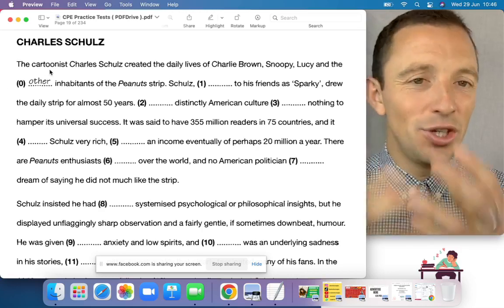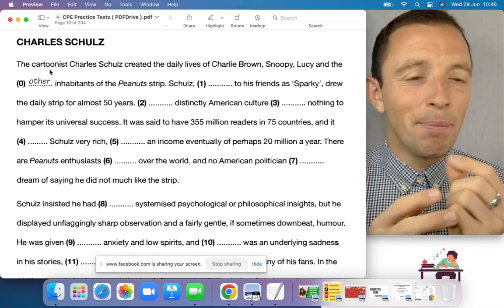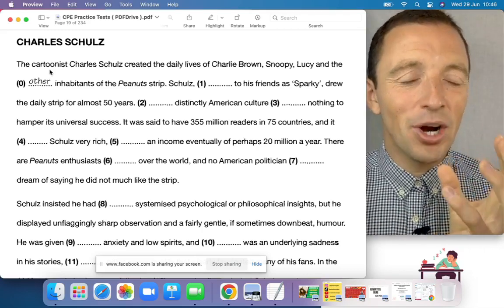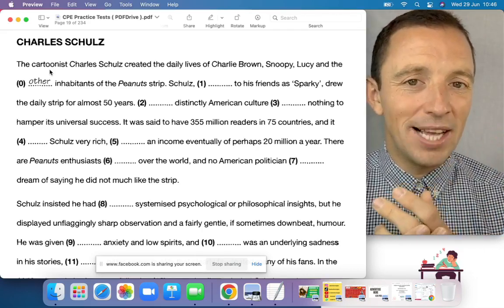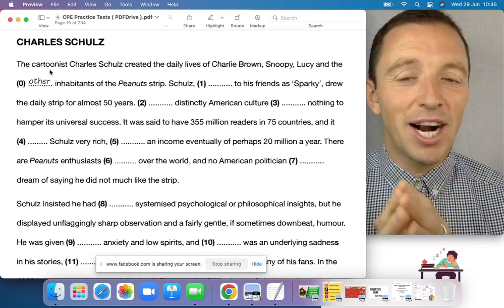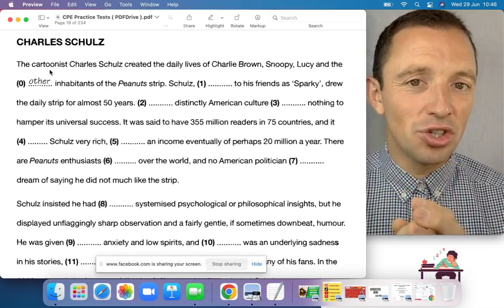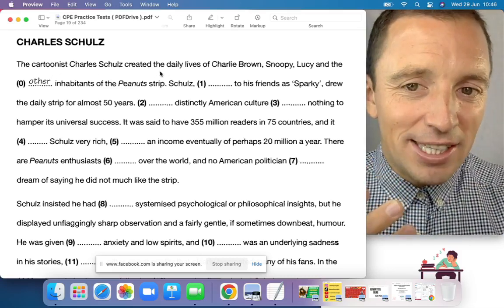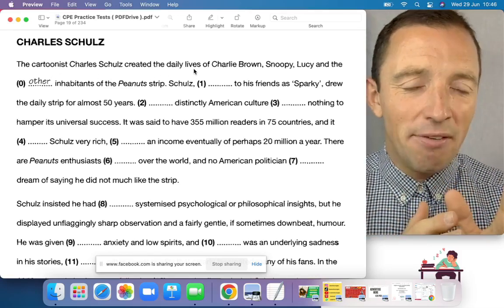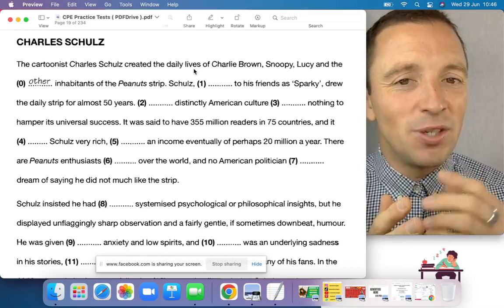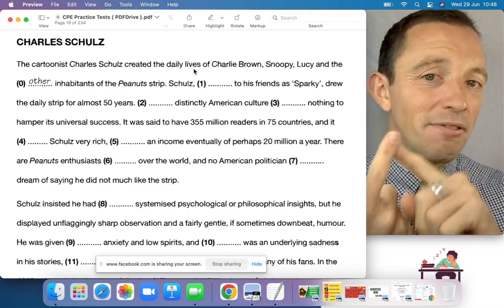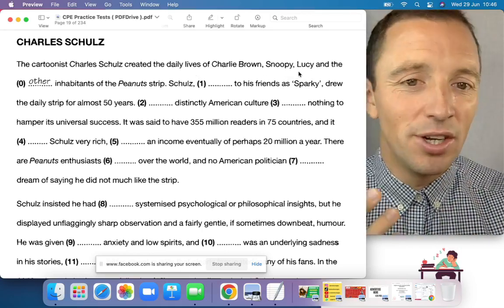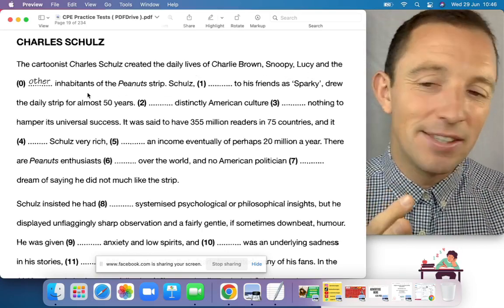So, cartoon is the object, and the person is a cartoonist, like an artist. It's the suffix to represent a professional. So, a cartoonist is Charles Schulz. That's his profession, to draw cartoons. Created the daily lives at proficiency level. You don't need to be told the difference between one life with the F and plural lives of Charlie Brown, Snoopy, Lucy, and other inhabitants.